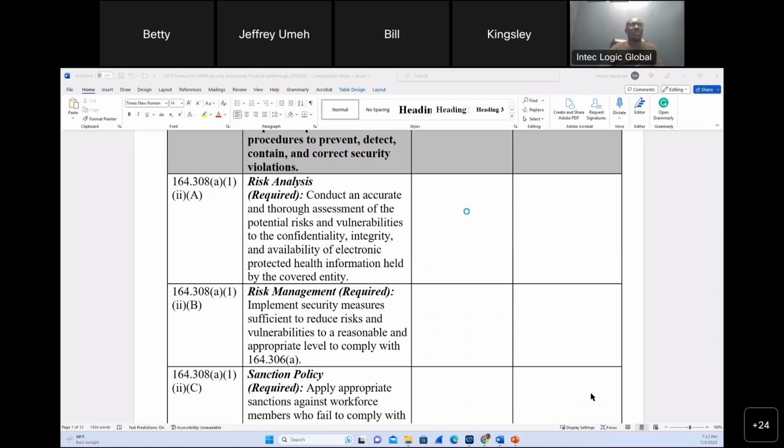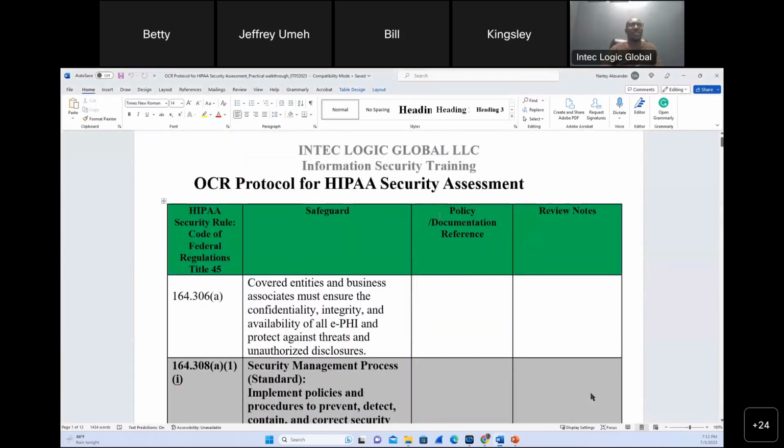So what document? First, we need to look at the documentation or the policy that the company or the covered entity or the hospital has. When you say covered entity, we're talking about a hospital, or a practice doctor, or an insurance company that is collecting people's PHI, protected health information. So that is a covered entity.